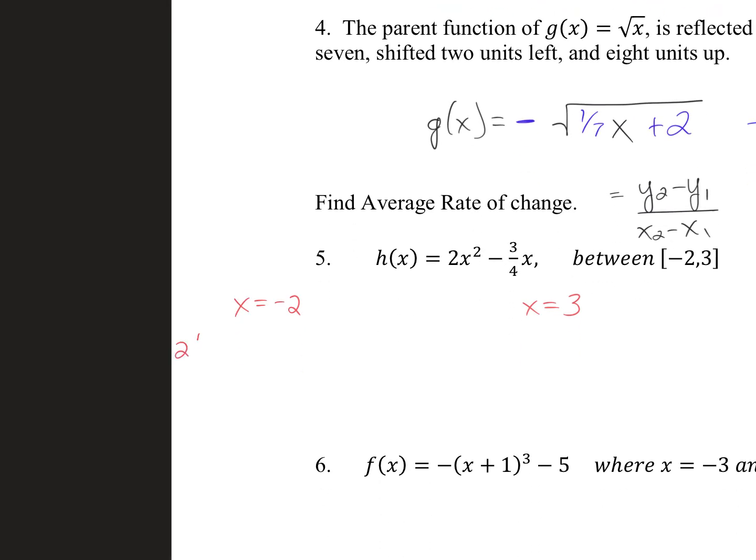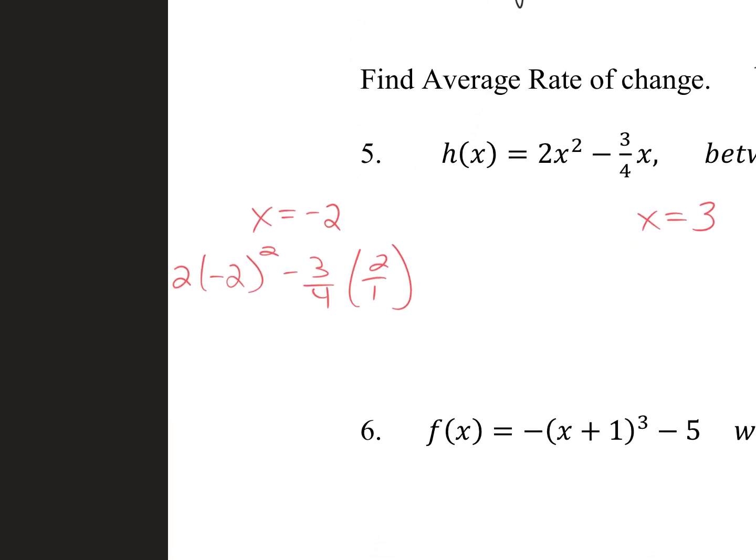I have 2 times -2 squared minus 3/4 times, I'm going to write 2/1, just because sometimes when we have fractions, we like to see them with numerators and denominators. Oh, I forgot the negative. Sorry. Thank you. So let's evaluate. What is -2 squared? 4. And then 4 times 2 is 8. Okay. Minus, what's -3 times -2?